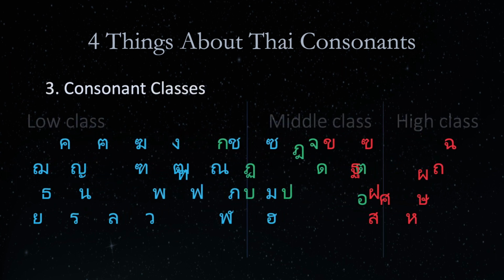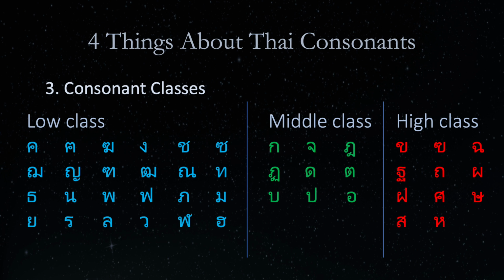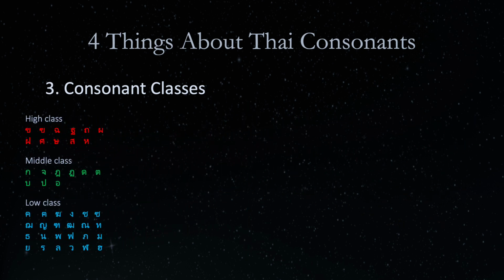The next thing about Thai consonants to pay attention to are the consonant classes. Thai consonants are grouped into low, middle, and high-class consonants, which we have given the colors blue, green, and red respectively. The class to which an initial consonant belongs plays a role in determining the tone of the syllable. The tone rules are based on the class of the initial consonant along with other factors. We will look at the tone rules in a future video.